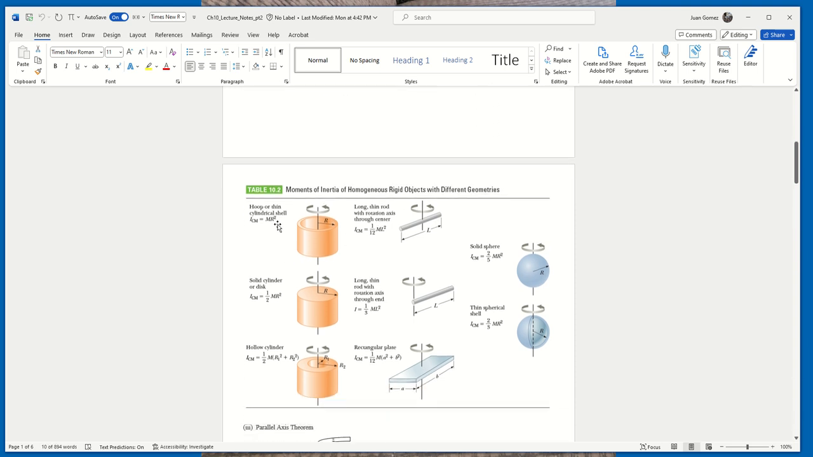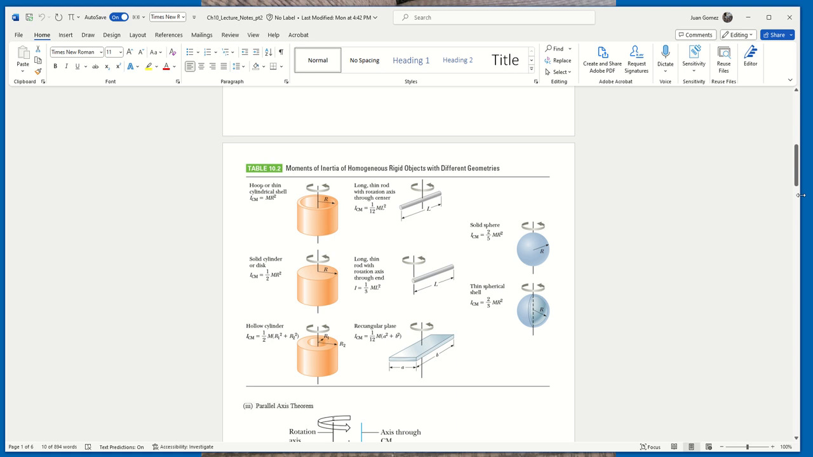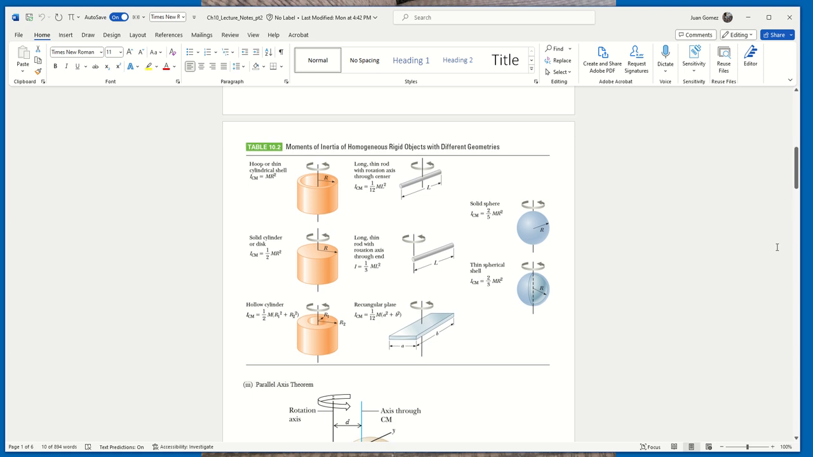So for a cylindrical shell or hoop, ICM is mr squared. Solid cylinder, ICM is 1/2 mr squared. Hollow cylinder, that's on the final. ICM is 1/2 m, parentheses R1 squared plus R2 squared. Uniform rod pivoted about the CM, i.e. through its center, where the length of the rod is L, 1/12 ml squared. Rod pivoted about one end, I is 1/3 ml squared.